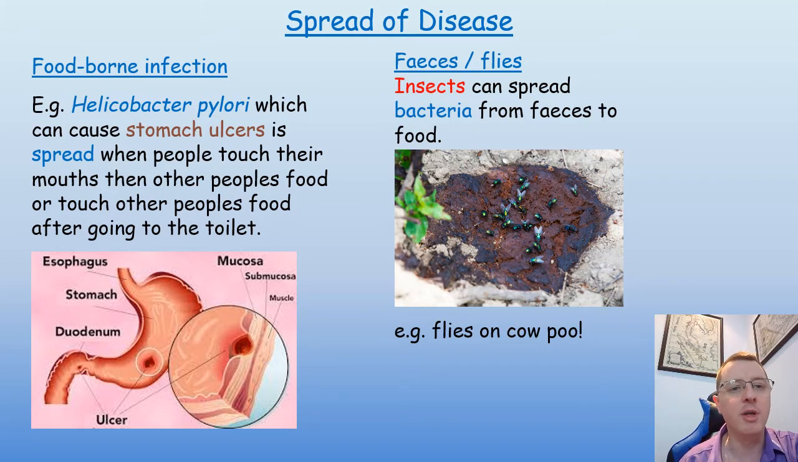Other pathogens that can be spread through foodborne infections include the bacteria Helicobacter pylori, which causes stomach ulcers, and it's spread when people touch their mouths and then other people's food, or touch other people's food after going to the toilet. Insects can also spread bacteria from feces to food, so it's particularly important for you to keep flies away from your food. For example, they may have landed on some cow poo and be carrying and transmitting any pathogens that may be present on that poo to your food.